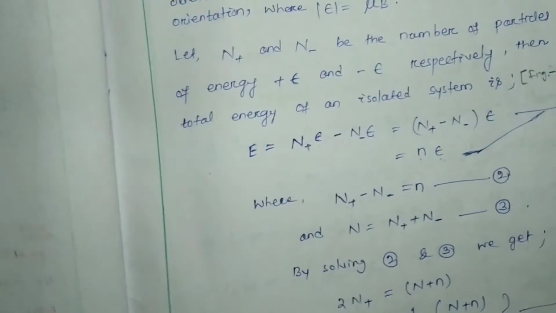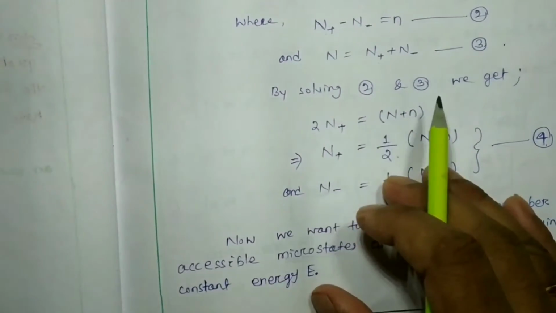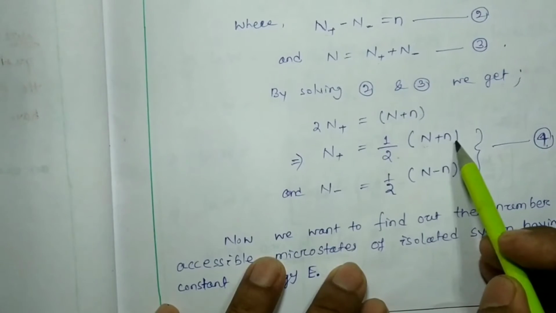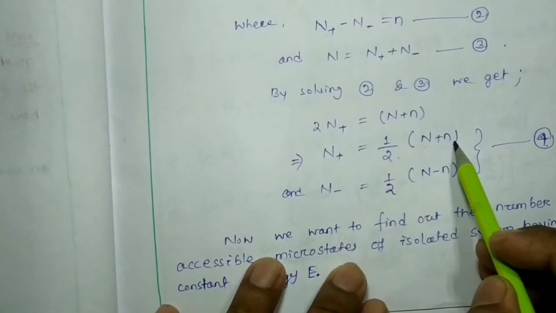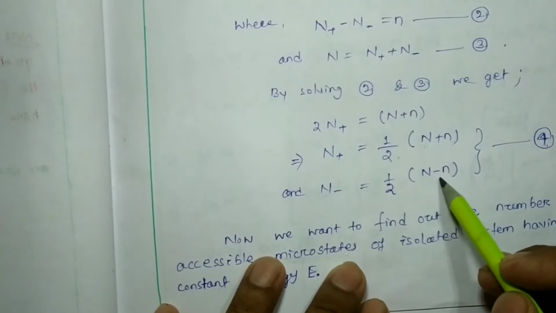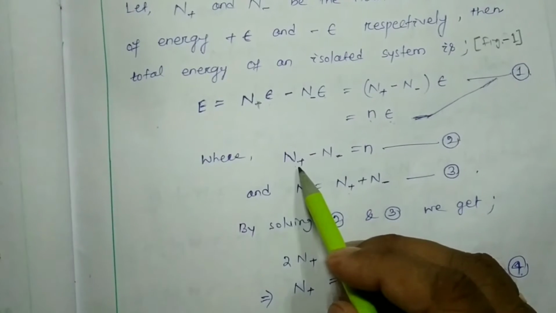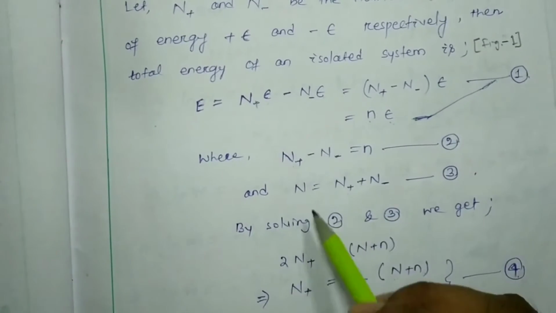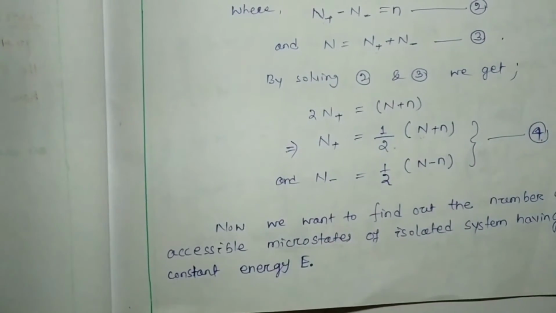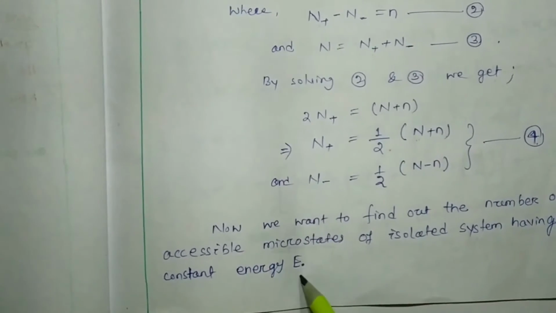By solving these two equations, equation number 2 and 3, we find N plus equals half of (capital N plus small n), and N minus equals half of (capital N minus small n). Here small n is N plus minus N minus, and capital N is the total number of particles. Now we want to find out the number of accessible microstates of an isolated system having constant energy E.